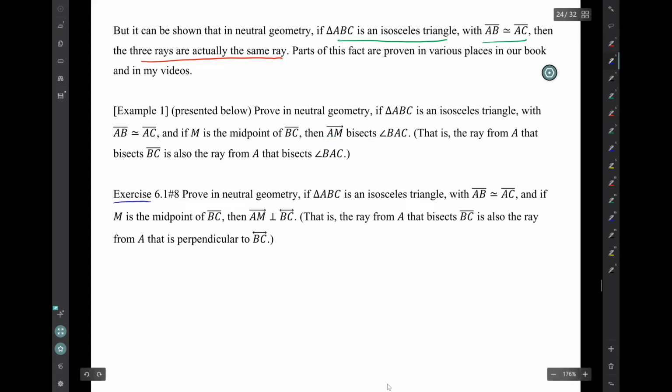In your homework exercise 6.1 number 8, you'll prove that in neutral geometry, if triangle ABC is an isosceles triangle with AB congruent to AC, and if M is the midpoint of side BC, then ray AM, that is that green ray from point A that bisects side BC, is also the blue ray, that is the ray from A that's perpendicular to BC.